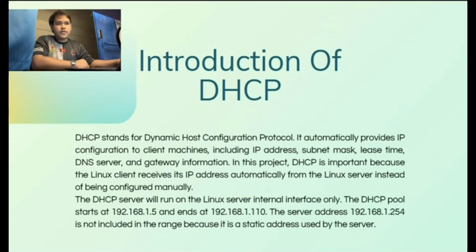The DHCP pool starts at 192.168.1.5 and ends at 192.168.1.10. The server address 192.168.1.254 is not included in the range because it is a static address used by the server.